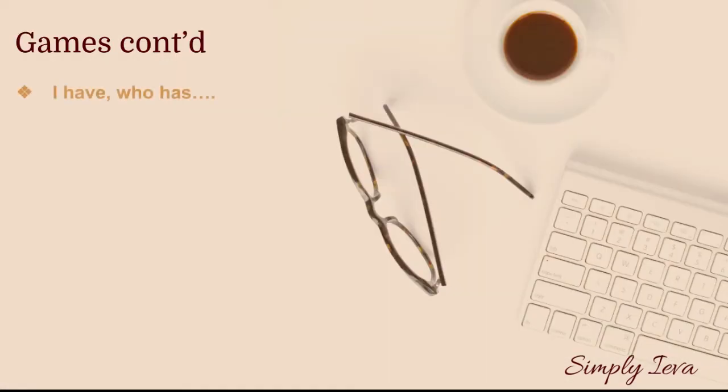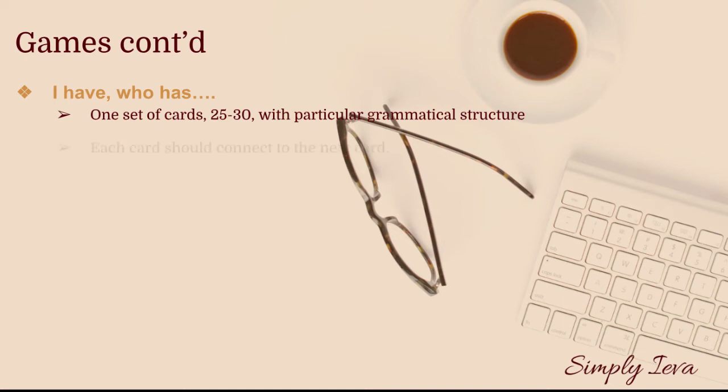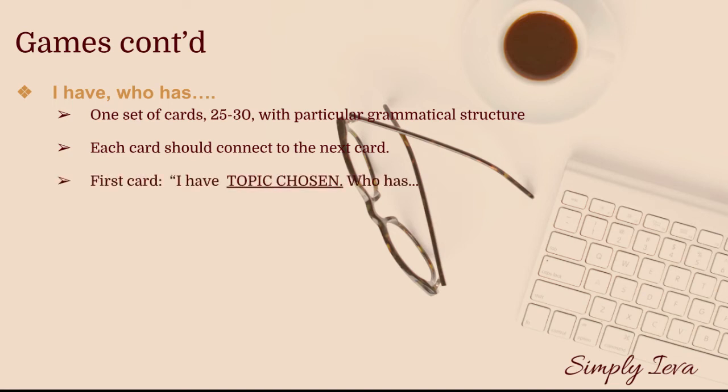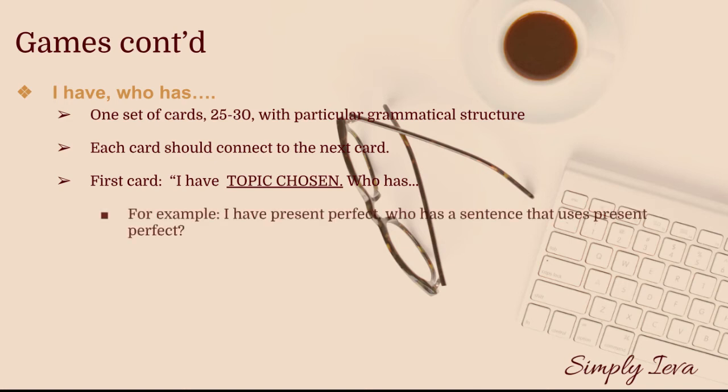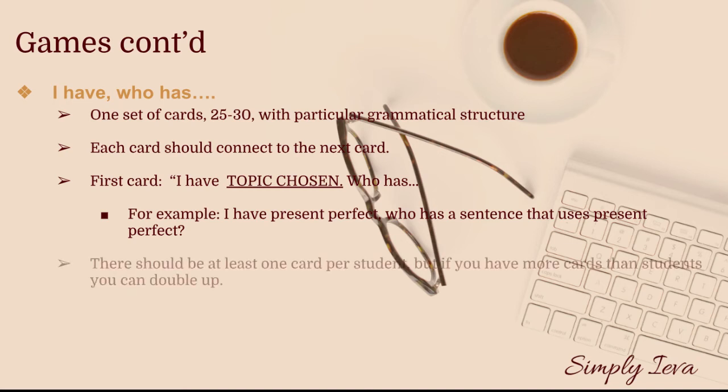The next game that I highly recommend is I Have, Who Has. This is adaptable to any age group, which is amazing. And so if you haven't played it before, here's what you need. One set of cards, and on those cards you can review and you can have written a particular grammatical structure. Each card should connect to the next card. So on the first card you would have a topic. I have, for example, present perfect, and who has a sentence that uses the present perfect.